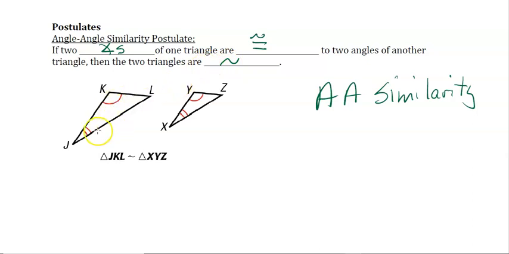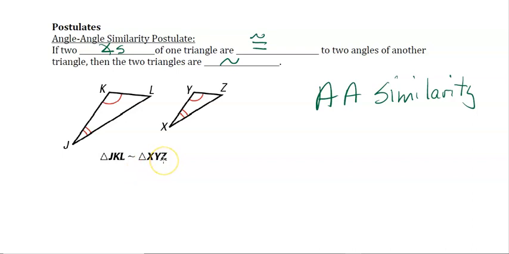So for example, this J has a double hash mark, X has a double, K has a single, Y has a single. So because I find that this angle equals this angle, and this angle equals this angle, I have angle-angle similarity, and I can say, here's your similarity statement, JKL is similar to XYZ. And that means that angle J equals angle X, angle K equals angle Y, and angle L equals angle Z.